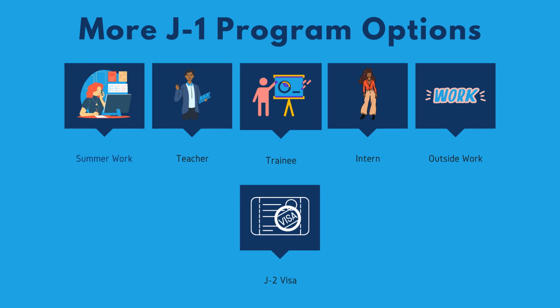Generally, J1 visa holders are required to work only for their program sponsors. In some cases, however, J1 holders may work for non-sponsor employers if they meet certain requirements. The J2 visa is for non-immigrant spouses or children of J1 exchange visitors. In most cases, you can work in the U.S. with this type of visa with an employment authorization document.